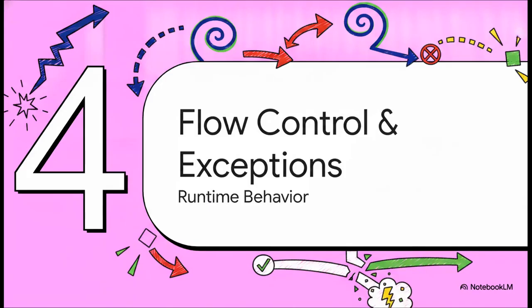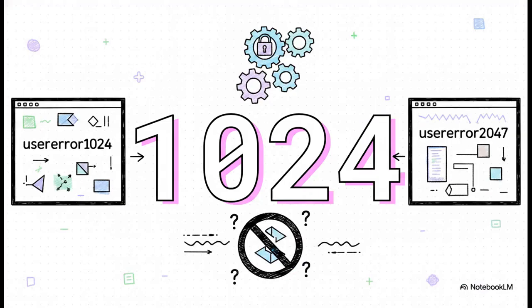All right, last but not least, Section 4, Flow Control and Exceptions. For Part 23, we shift our focus from compile time to runtime behavior. What actually happens when things go wrong? Take the number 1024. This number marks the start of a rigidly claimed block from user error 1024 to 2047, and that is the only range developers can alias for custom exceptions.